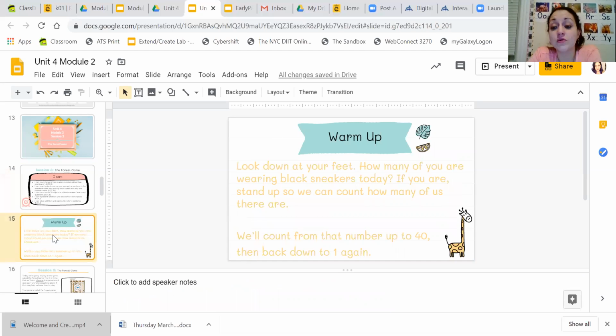All right, so we always do our warm up. We always have our choral counting, but because we are not in the classroom and I can't see your feet, we are going to count from this number. Who could tell me what this number is? I know what it is. It's number 10. We're going to start from the number 10 and go all the way up to 40 and then all the way back down to 0. Ready? Count with me.